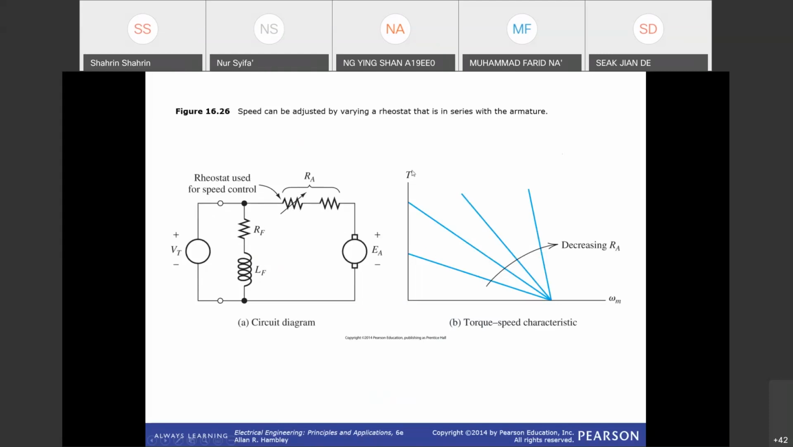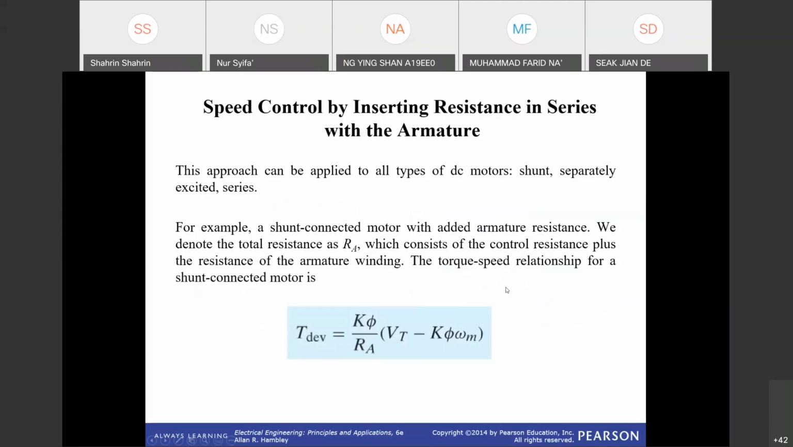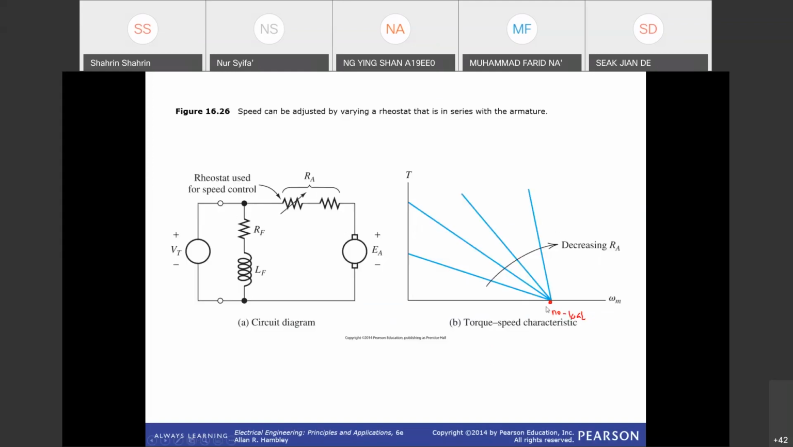This is the torque speed characteristic. As you can see, if you change the value of the RA, the torque speed characteristic will be changing. But as you can see, the no load speed still remains. This is due to the equation here. When you change the RA, actually only the torque value and so on will be changed, but the no load speed will be fixed at its original value. Okay, only the slope will be changed.